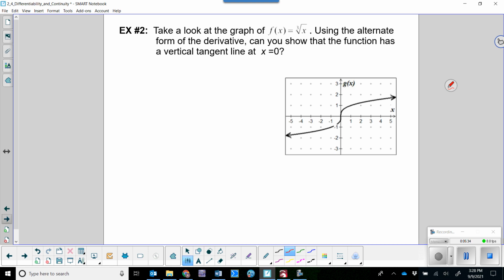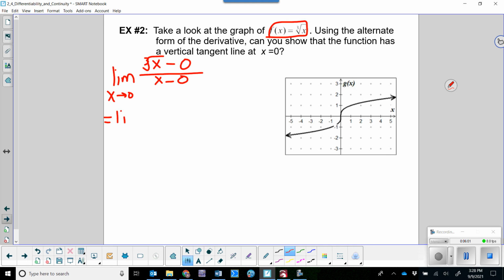So the alternative form of the derivative is to find the limit as x goes to 0 of f of x minus f of 0. Well, if you plug in 0 to the function f here, you're just going to get 0. And that is going to be over x minus 0, the thing that x is going to.